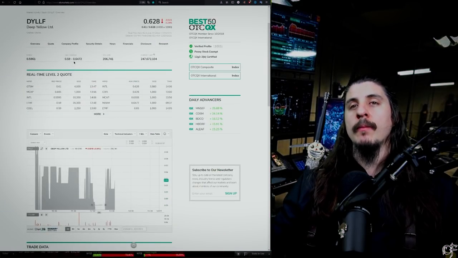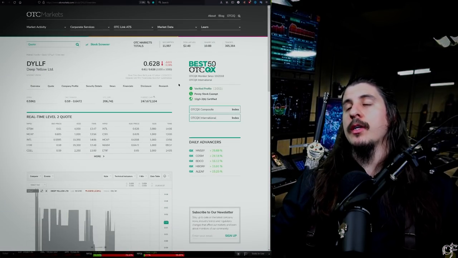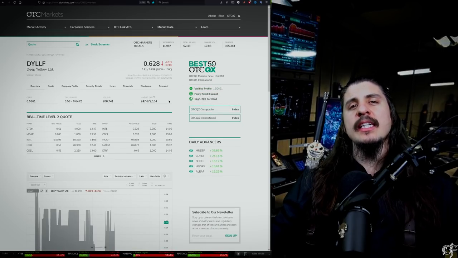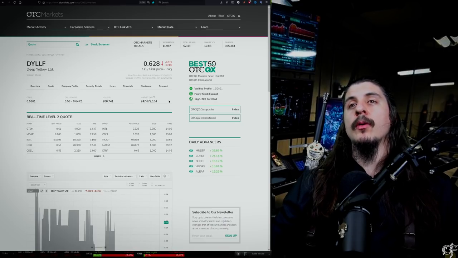OTC Markets. This is a big one. If you're trading any OTC stock, you've got to be searching on here. It'll tell you if there's a problem with the stock. OTC is really cleaned up in the last few months since September because of the new rules and listings.